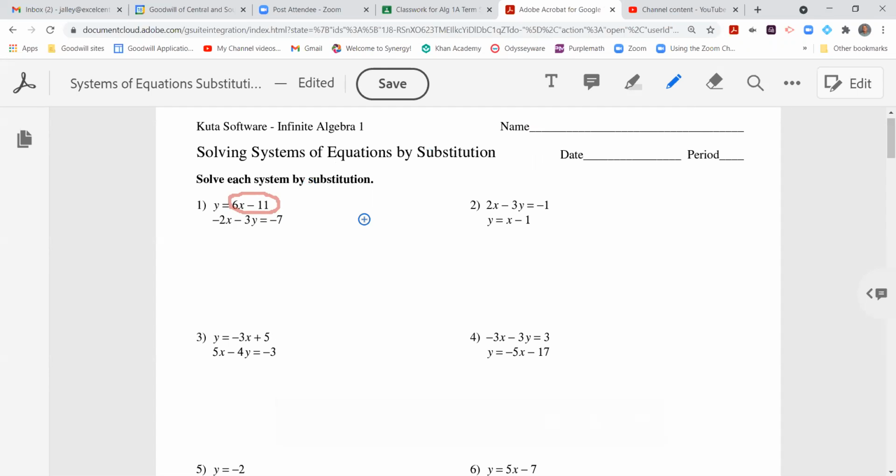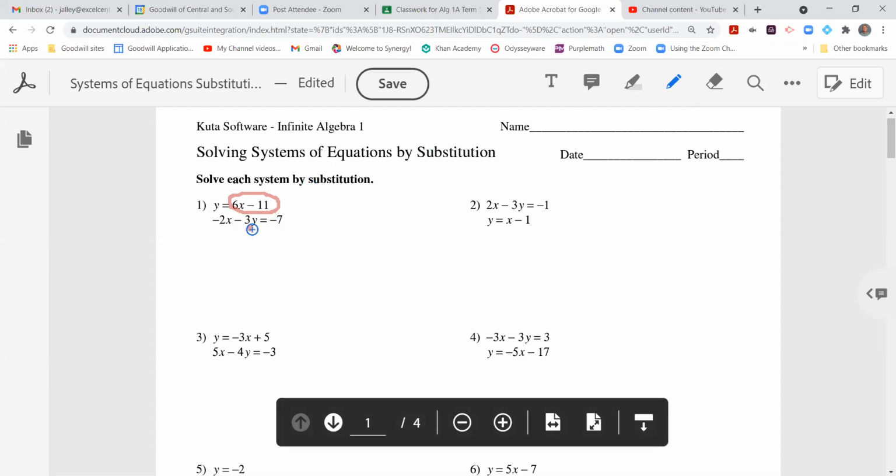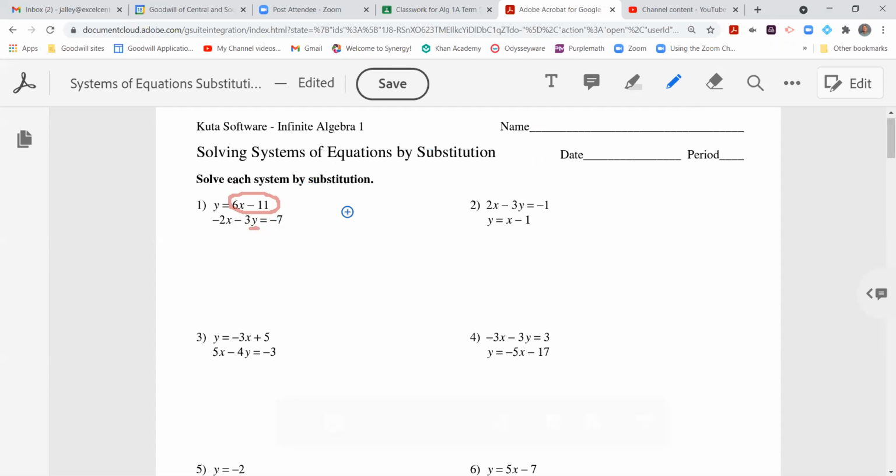Sounds good. So what do you do with that? Well, look at the other equation. I got a y value in there also. This is where you do the substitution. And you'll see here in a minute why this is not my preferred way of doing things.